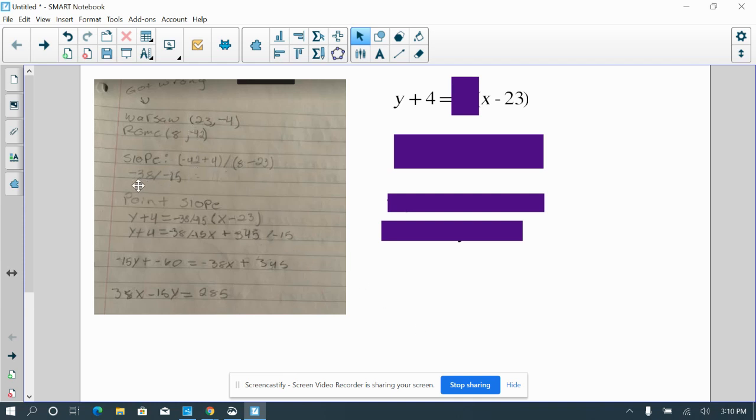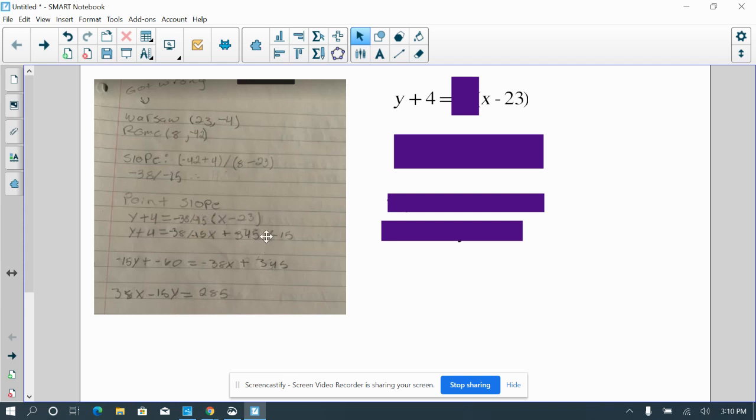The slope is negative 38 divided by negative 15. But realize a negative divided by a negative will be a positive. So you could technically write this, but it gets very confusing because when you take this and multiply it by x, are you going to get a positive or a negative? When you multiply it by negative 23, what happens to all these negatives?